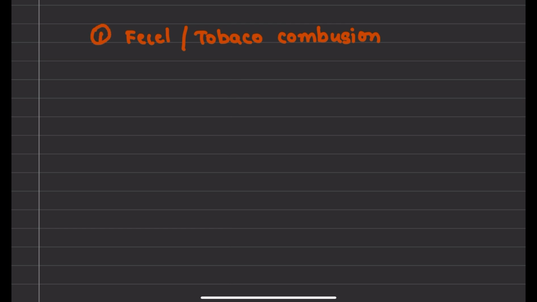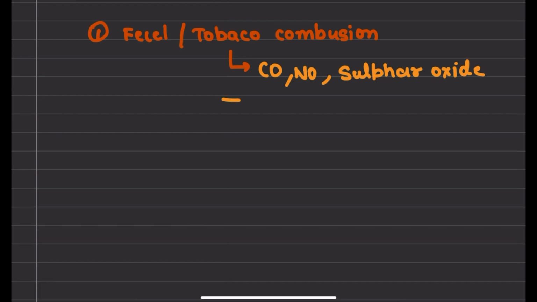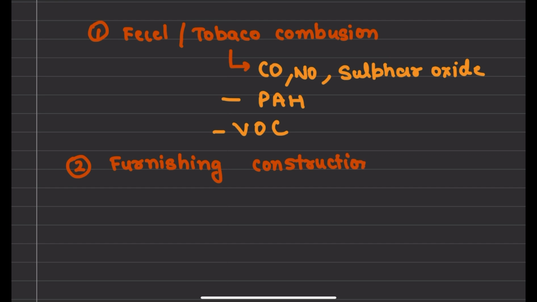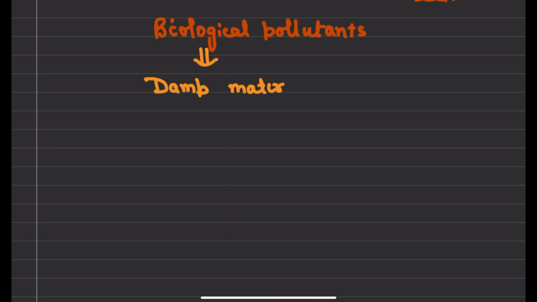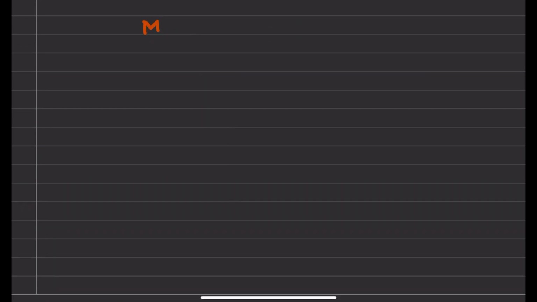Now, fuel and tobacco combustion releases carbon monoxide, nitrogen oxide, sulfur dioxide, PAH, and volatile organic compounds. Furnishing and construction releases aldehyde, and remodeling and demolition releases asbestos and lead. Biological pollutants are released by damp materials and furnishing and by pets.